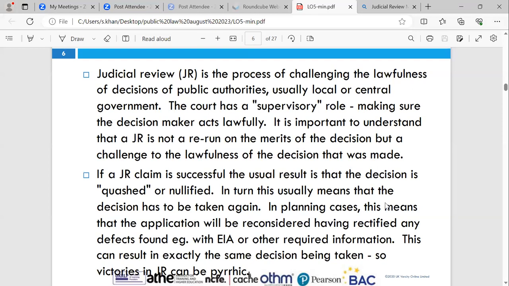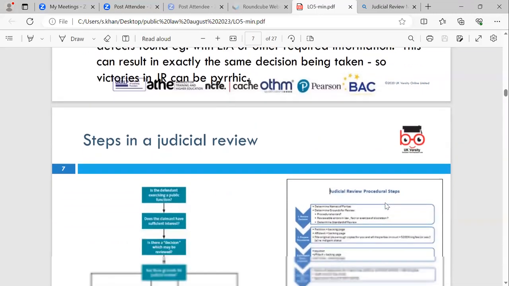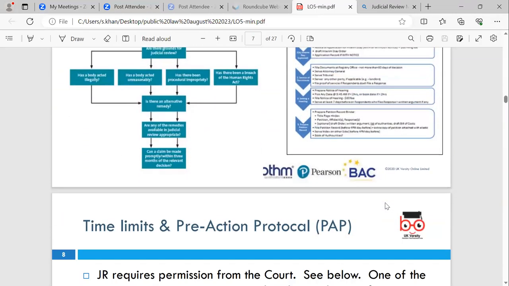If a JR claim is successful, then the usual result is that the decision is quashed or nullified. In turn, this usually means that the decision has to be taken again. In planning cases, this means that the application will be reconsidered, having rectified any defects found, for example the EIA or other information required. This can result in exactly the same decision being taken, so victories in JR can be Pyrrhic.